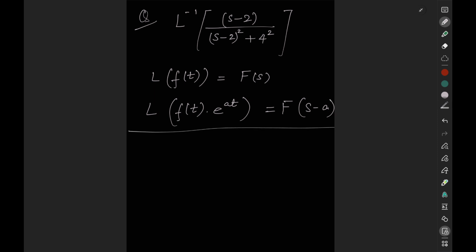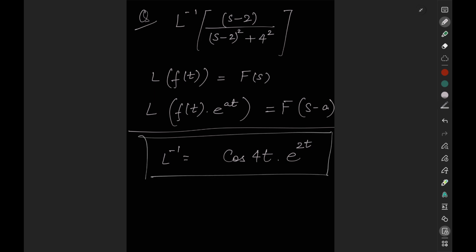Now in the given expression we can see this is s minus 2 upon s minus 2 whole square plus 4 square. That is, it is of the form Laplace of cos 4t with shifted s. So the Laplace inverse will be cos 4t, and for the minus 2 with s, we have to multiply it with e to the power at. A is 2, so this will be the Laplace inverse of the given expression.